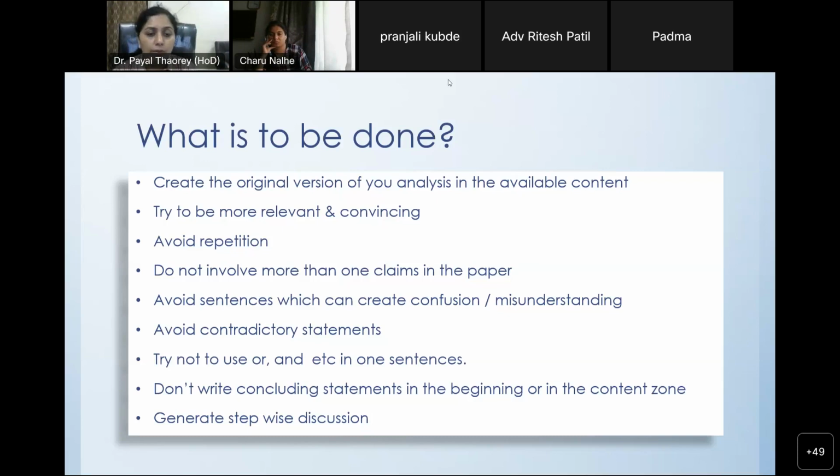Okay, so plagiarism and similarity index norms need to be followed, and we have to write grammatically correct content. It should not be grammatically incorrect. Okay.